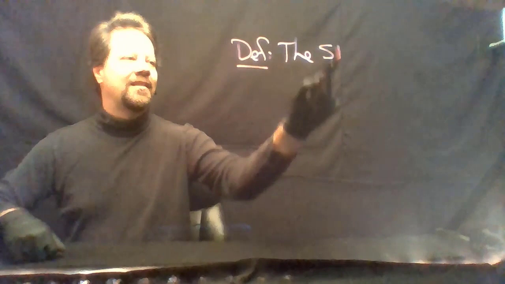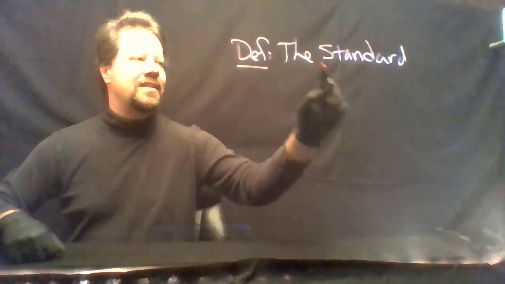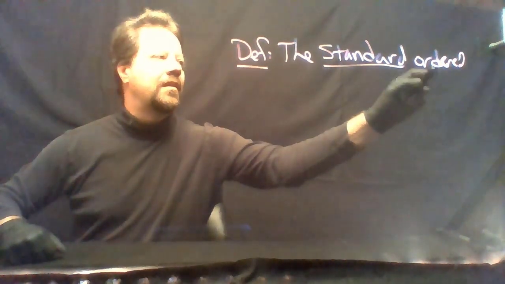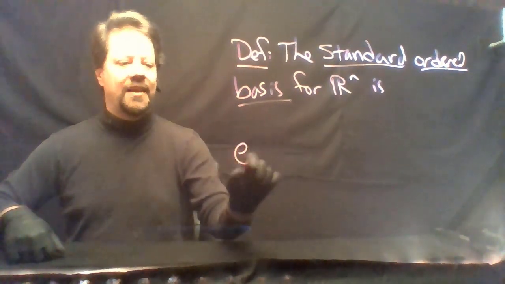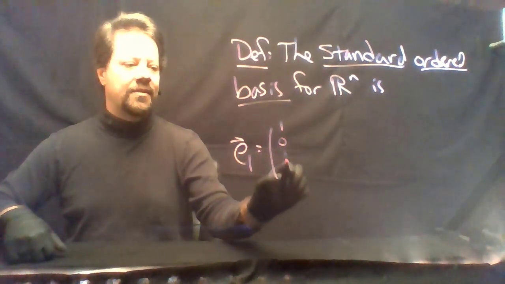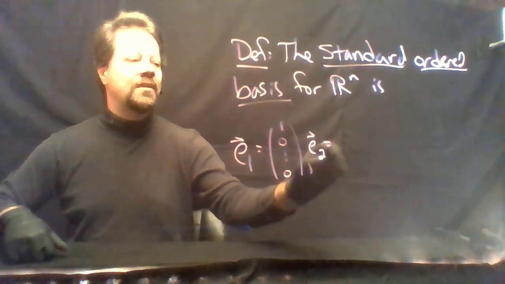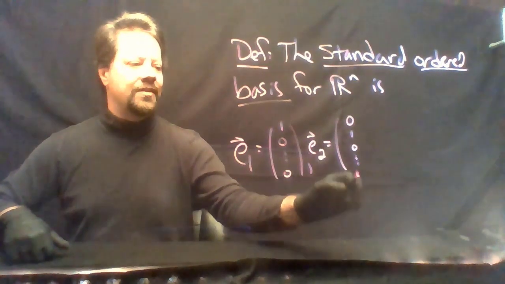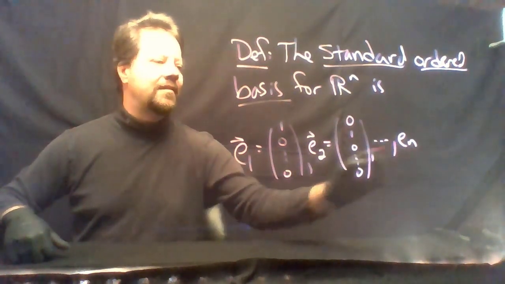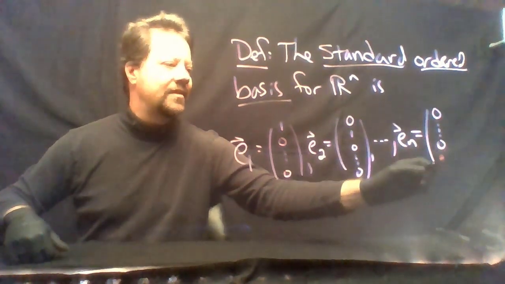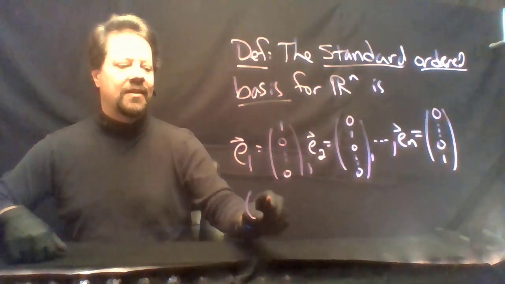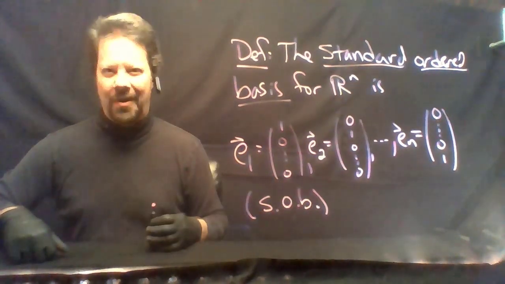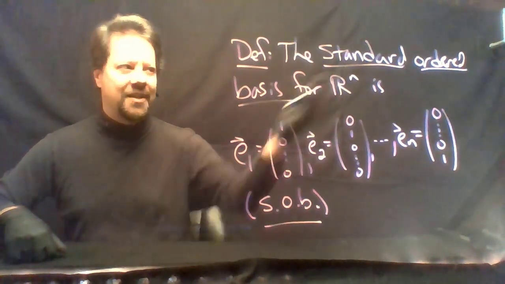We're going to make a definition. The standard ordered basis for Rn is E1, which has coordinates 1, 0, and then 0s; E2, which has a 1 in the second coordinate and then all zeros; through En, which looks like zeros until the last coordinate, which is 1. This is called the standard ordered basis, or the SOB, for Rn. Yes, this is the standard abbreviation for standard ordered basis.